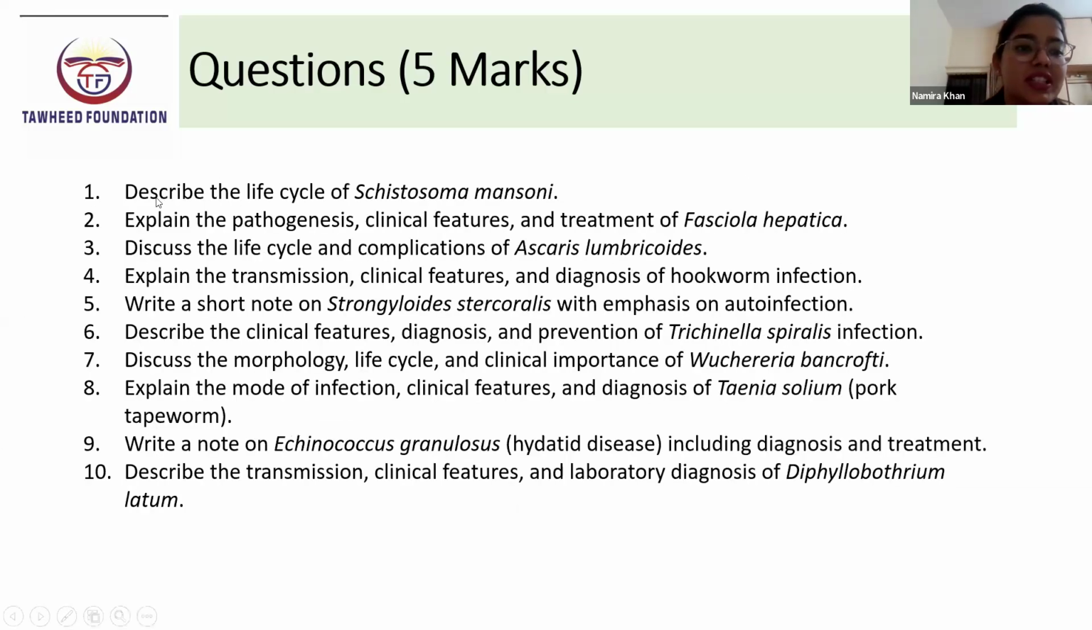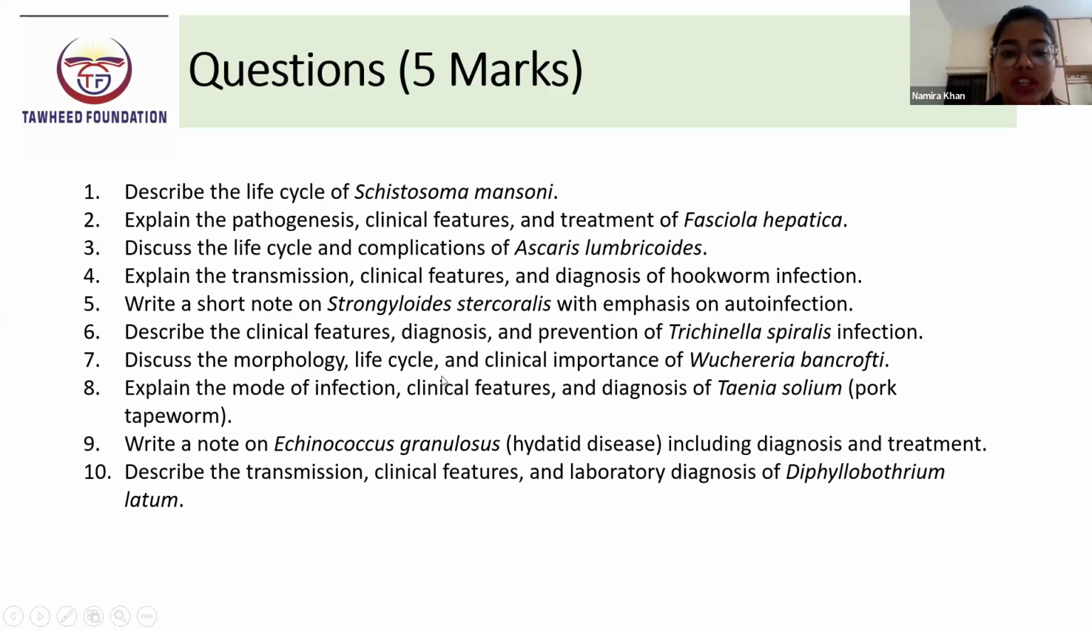Ten more questions. First, describe the life cycle of Schistosoma mansoni, and the five species which I mentioned earlier. Second, explain the pathogenesis, clinical features, and treatment of Fasciola hepatica. Third, discuss the life cycle and complications of Ascaris lumbricoides. Fourth, explain the transmission, clinical features, and diagnosis of hookworm infection. Fifth, write a short note on Strongyloides stercoralis with emphasis on autoinfection. Sixth, describe the clinical features, diagnosis, and prevention of Trichinella spiralis infection.